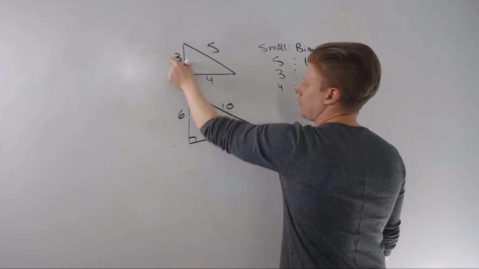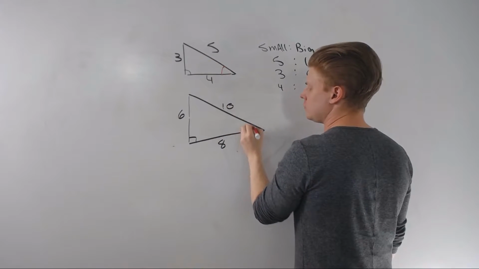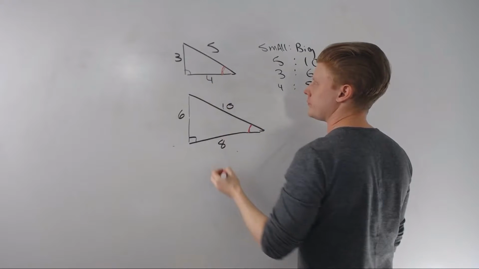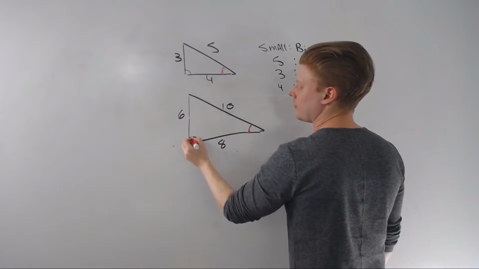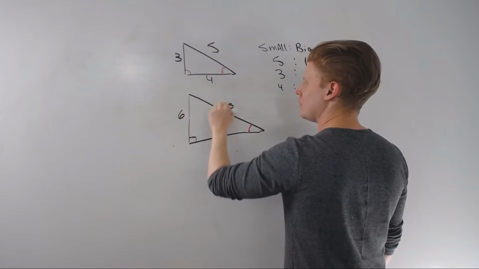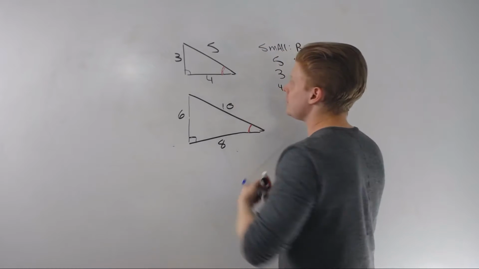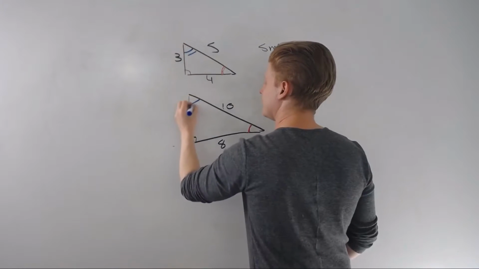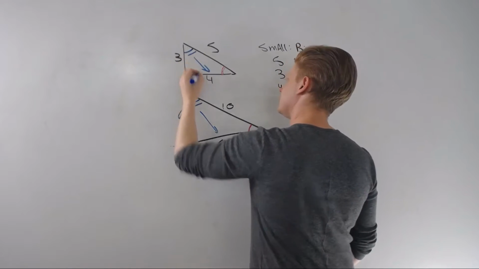These are called corresponding sides. They're opposite the angles with the same measure, right? These two angles have the same measure. The sides opposite them are called corresponding sides. Obviously, these two angles have the same measure, corresponding sides. And let's switch colors. These two angles are the same, corresponding sides.